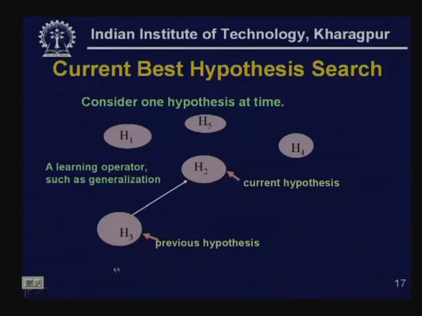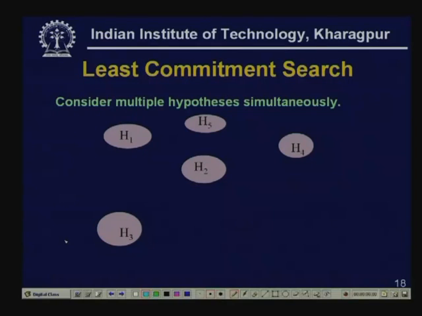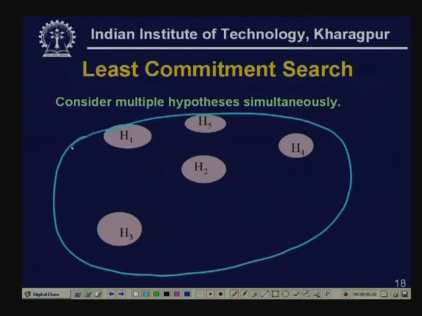The other type of search which has been advocated for theoretical learning algorithms is least commitment search. Least commitment search considers multiple hypotheses at a time. So, it maintains a set of possible hypotheses, and as it gets more training examples, it tries to restrict this set of hypotheses or maybe add some more.